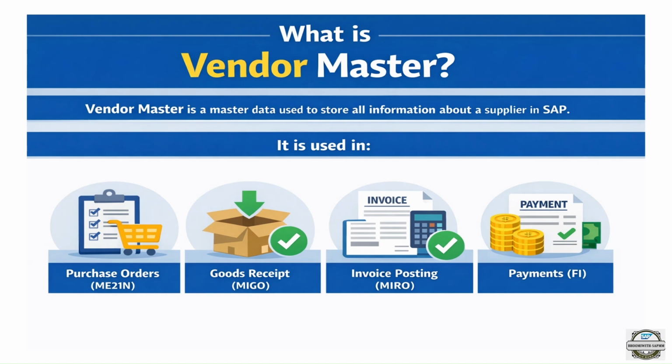Vendor master is mainly used in four key processes. First, in purchase orders using transaction ME21N, where we select the vendor to procure materials or services. Second, during goods receipt through MIGO, where SAP identifies the vendor against the purchase order.